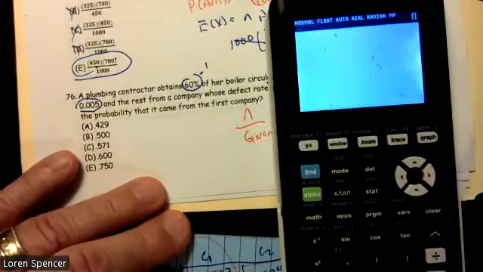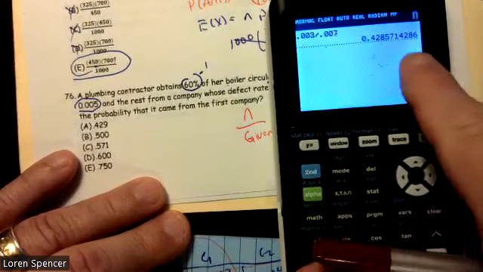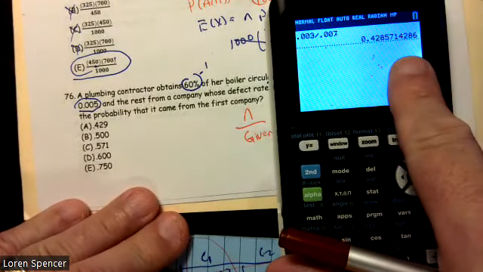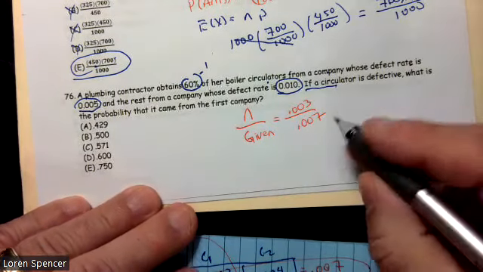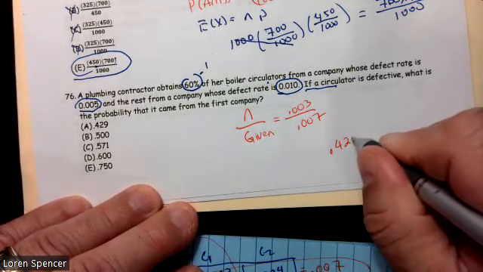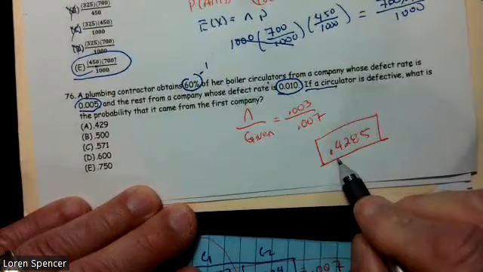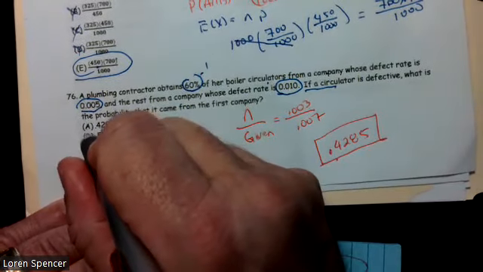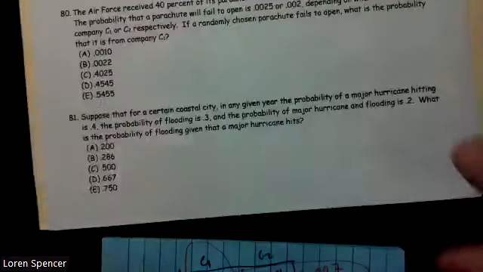Let's test it out. 0.003 divided by 0.007, and we end up getting 0.4285. The answer that's closest is 0.429. So my answer choice to 76 is A. Moving along.